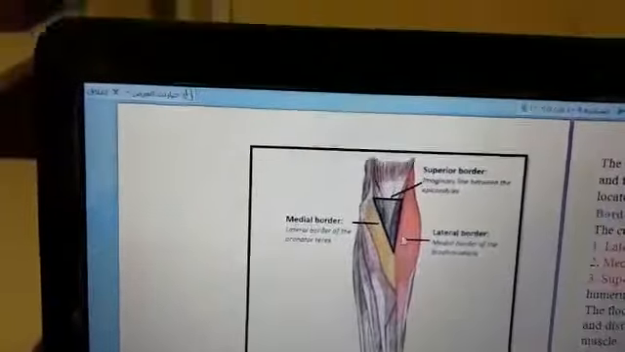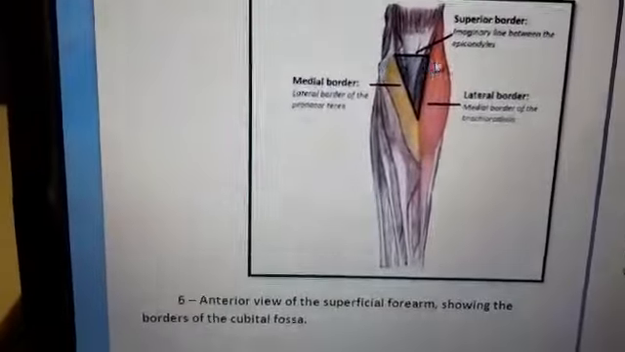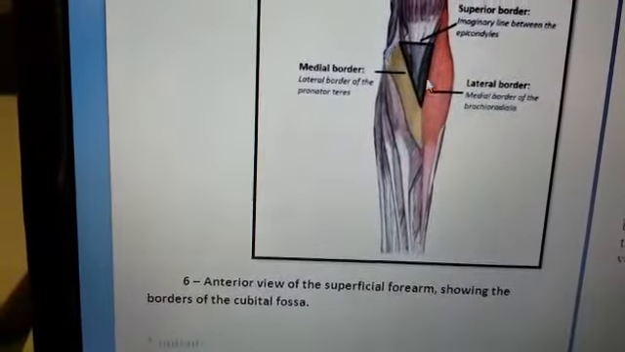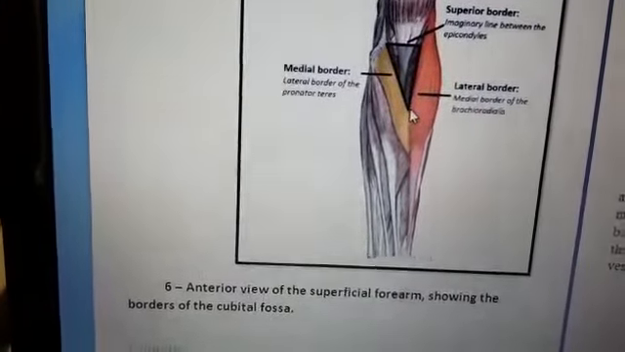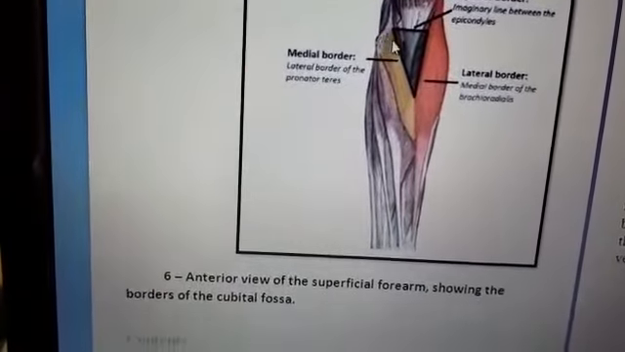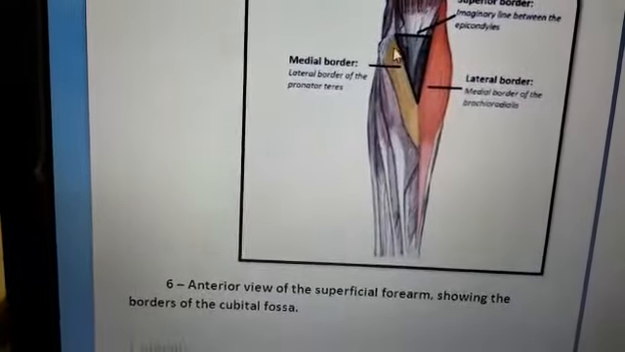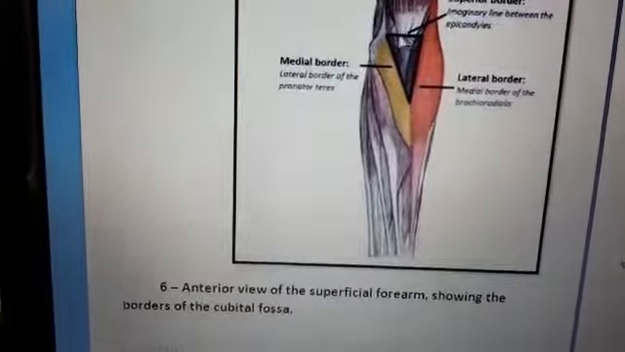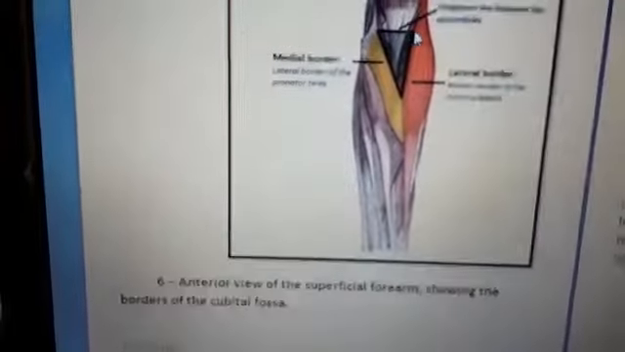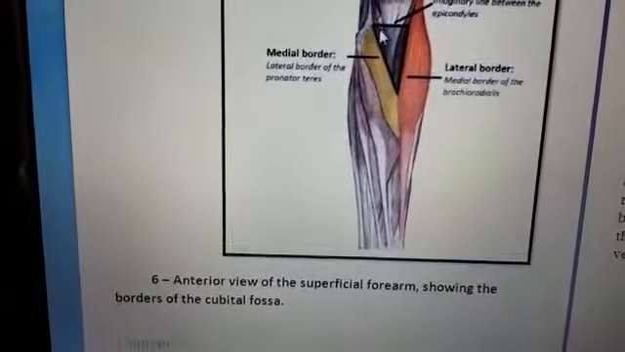So now the boundaries of the cubital fossa: the lateral border consists of the medial border of the brachioradialis, while the medial border consists of the lateral border of the pronator teres muscle, while the superior border is a line between the two epicondyles of the humerus.